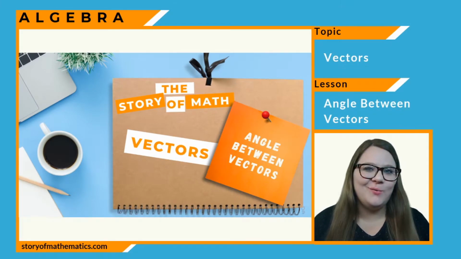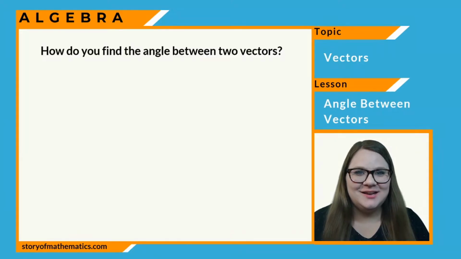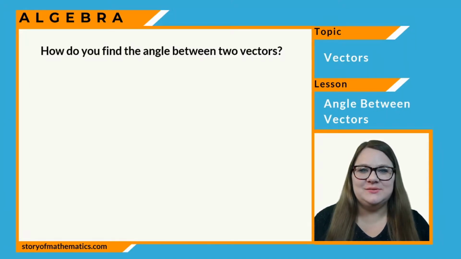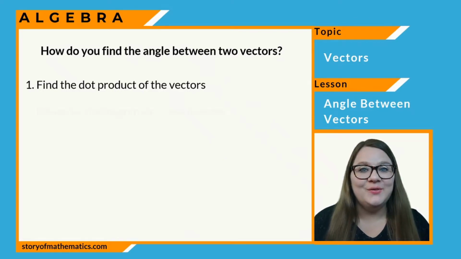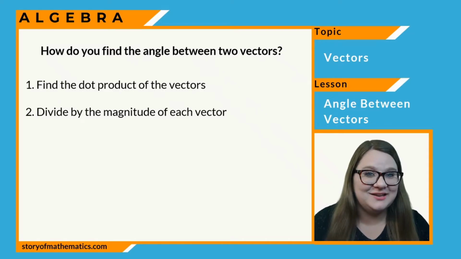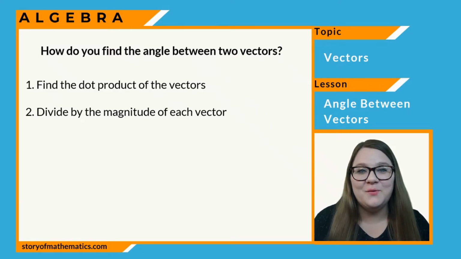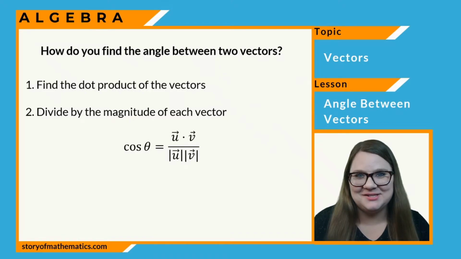Hi, in this video, we're going to calculate the angle between two vectors. Our very first step would be to find the dot product of the two vectors. Then we're going to divide that by the magnitude of each vector individually. Once we've done that, we'll be able to set that equal to cosine of theta, where theta is the variable we're using to represent the angle between the vectors.